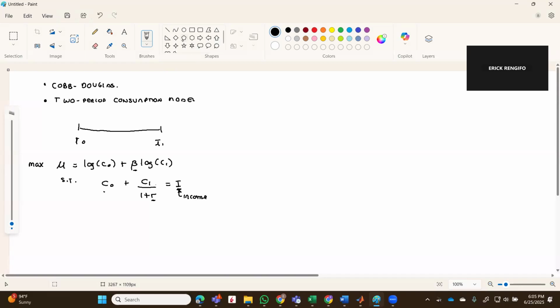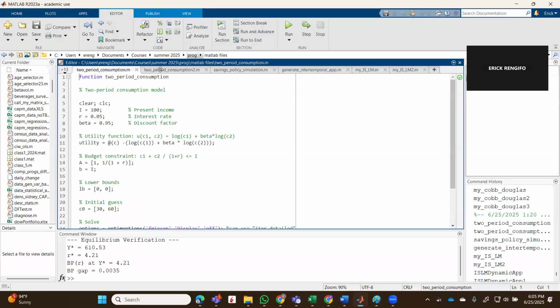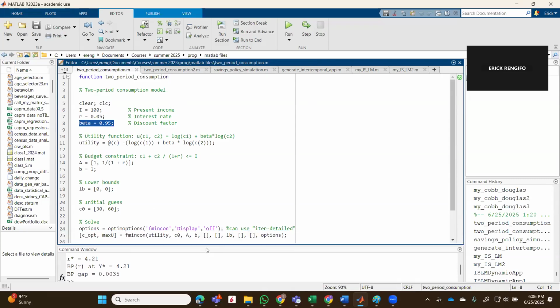Can you open the file? Let me see which file here. Can you open the file? Let's go to MATLAB. Two-period consumption. Open the file, guys. I'm giving you starting values. Assume that my income is 100. Assume that the bank interest rate or CD, for example, is 5%. My beta is 0.95. My discount factor is 0.95. And then analyze the model. Let's say 2-3 minutes to analyze the model, understand the model, and see what you're producing.